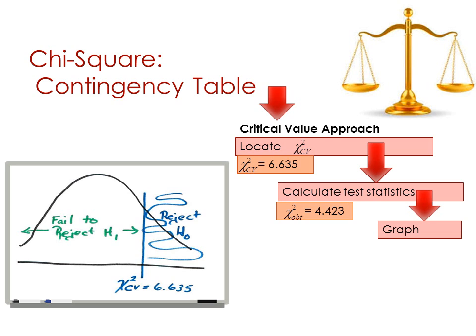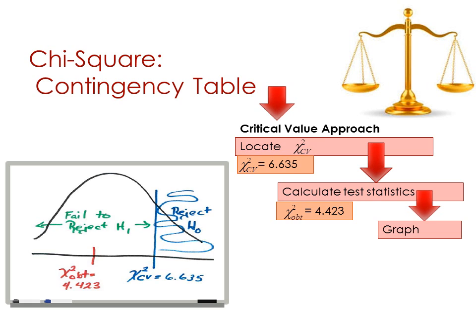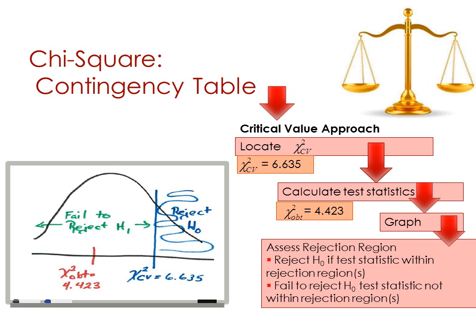The last thing I need to do is mark in my chi-squared obtained. So where's my chi-squared obtained going to map onto this distribution table figure? Well, it's going to go here, so it's going to wind up to the left of my chi-squared critical value. So looking at all of that, we have it graphed out.